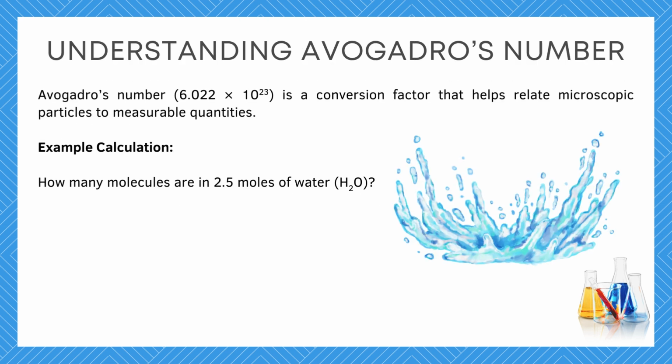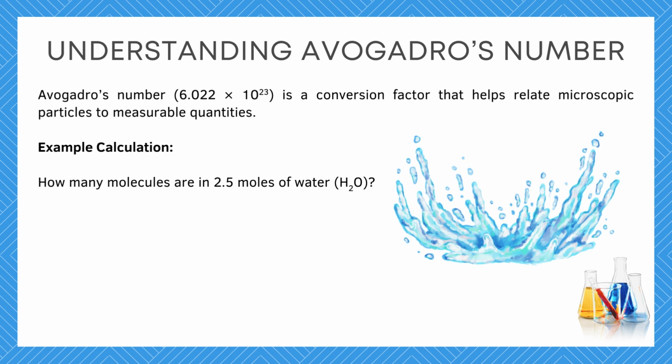Now let's talk about another concept, Avogadro's number, understanding it. The Avogadro's number is a conversion factor that helps us to relate microscopic particles to measurable quantities. This number is so important because it helps us to convert. Now, I'll be showing you some of those things shortly. Look at the first example.